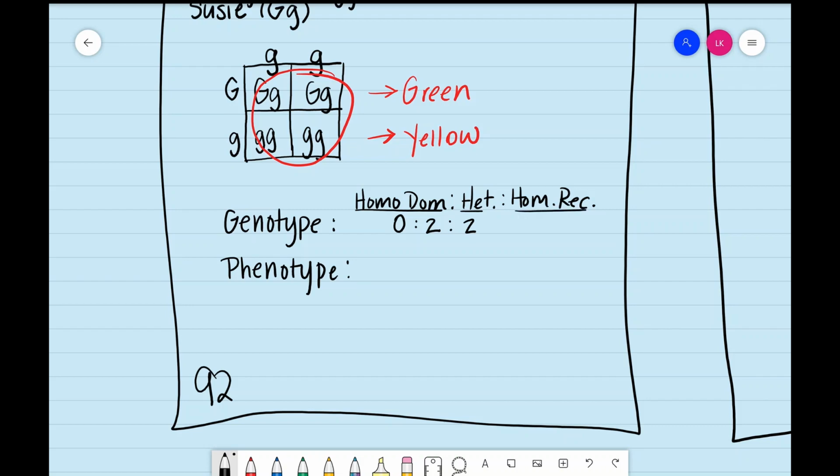The phenotype is represented by dominant to recessive. In this case, the dominant was green, so we'll start with green. There are 2 that are going to be green and 2 yellow, statistically.